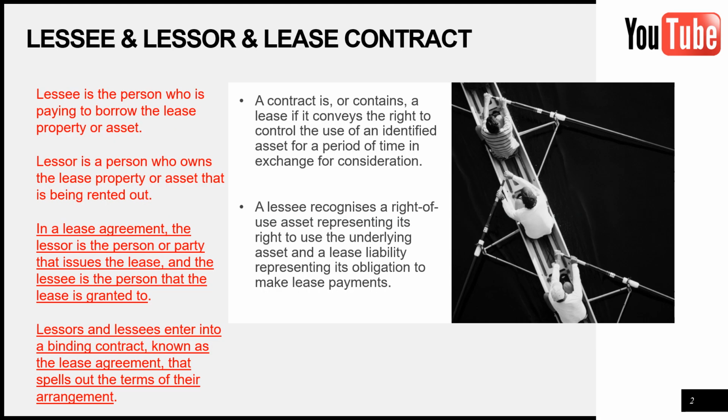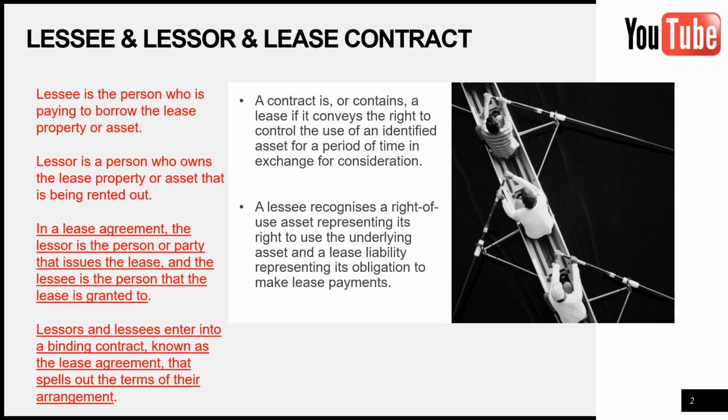Firstly, let's understand some key terms such as lessee, lessor, and a lease contract. A lessee is the person who is paying to borrow the lease property or asset, while a lessor is a person who owns the lease property or asset that is being rented out. So in a lease agreement, the lessor is the person or party that issues the lease, and the lessee is the person that the lease is granted to.